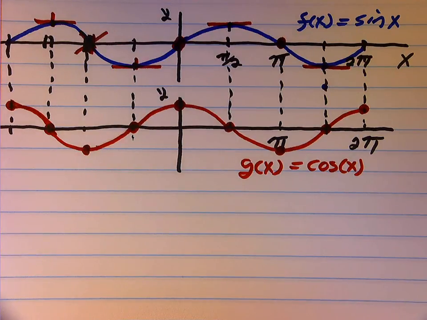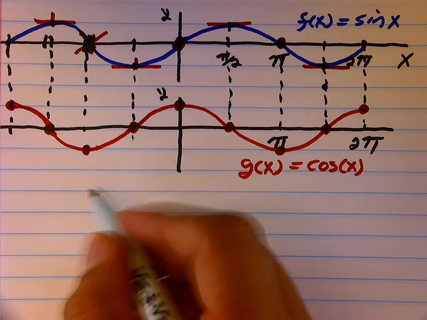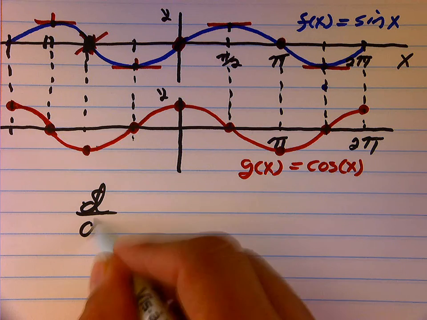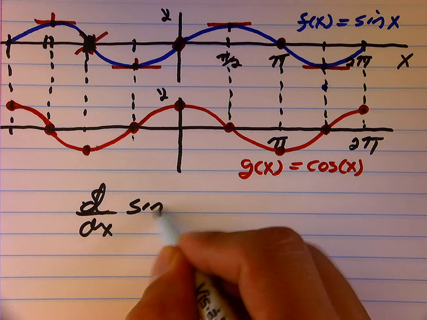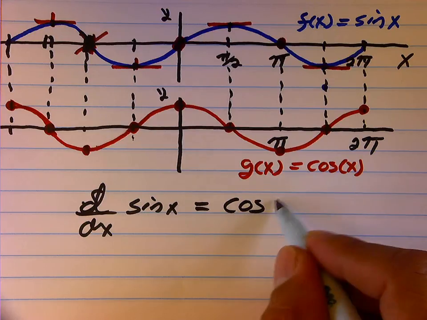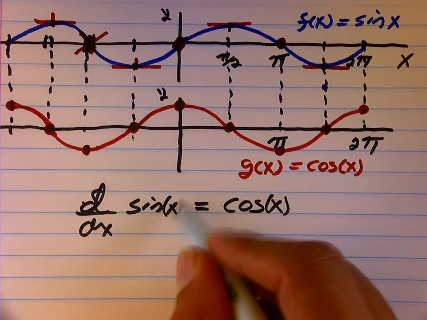Which then I will theorize that the derivative, well, let's write it this way, that the derivative of the sine function is in fact the cosine function.